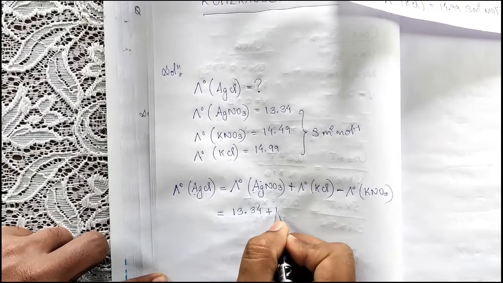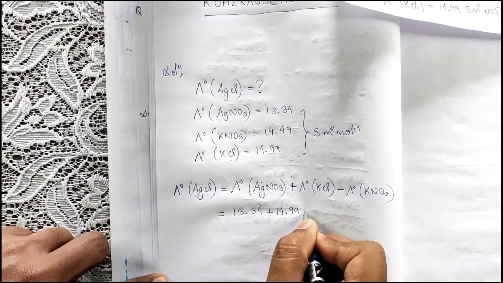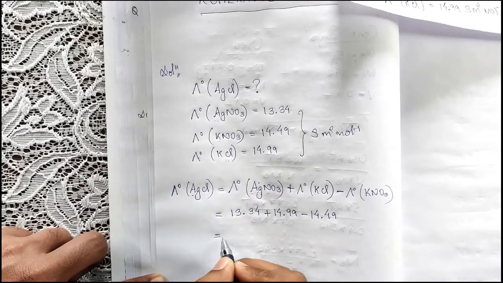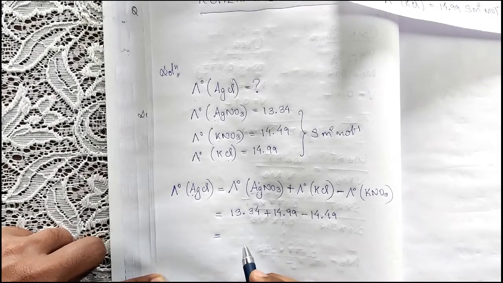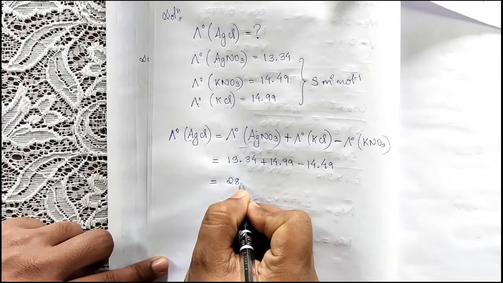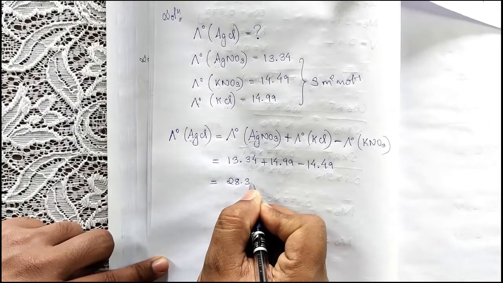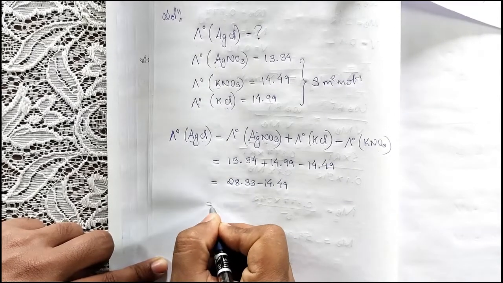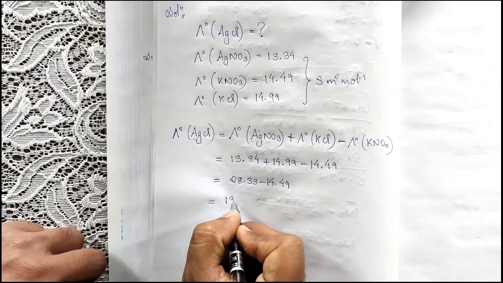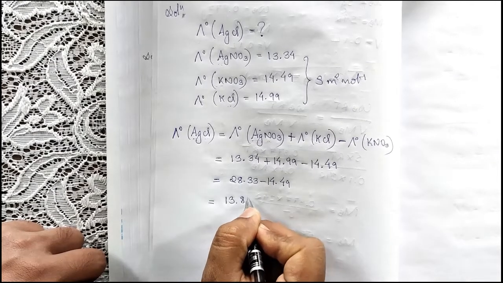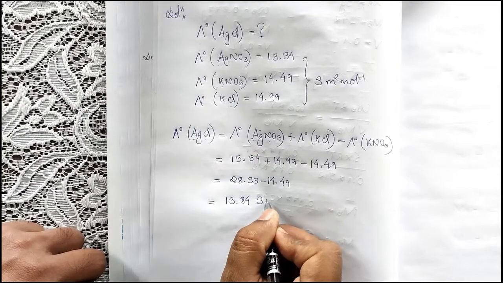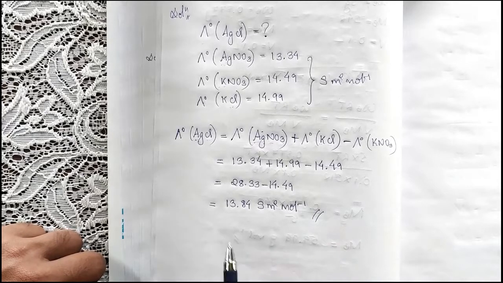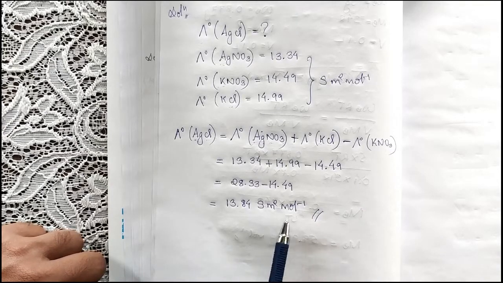13.34 plus 14.99 minus 14.49. So if I add this one, I shall have 13.84 Siemens meter square per mole. So this is our first answer. It is very easy, the problem.